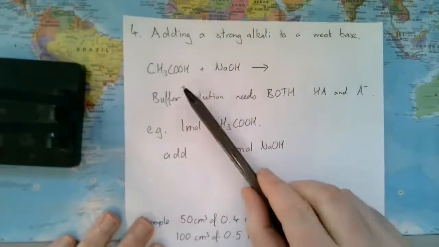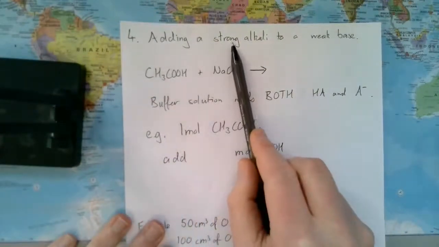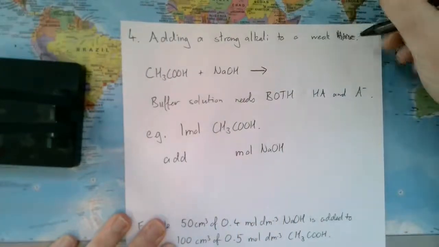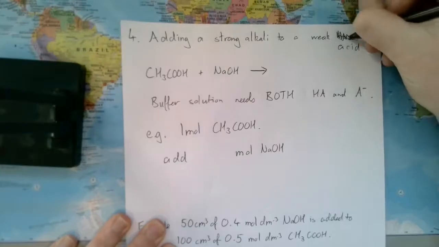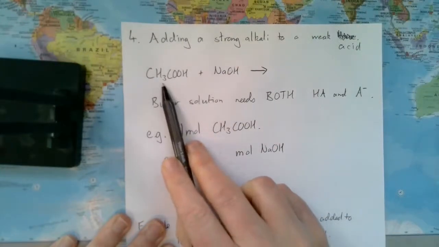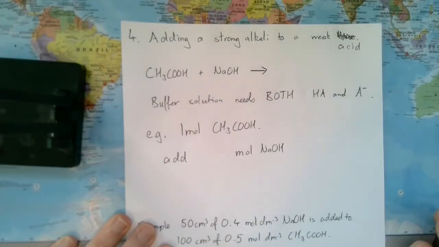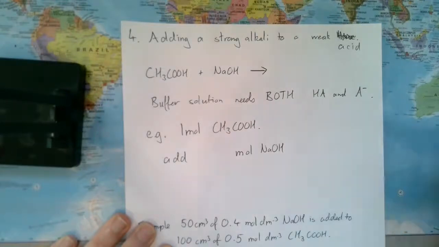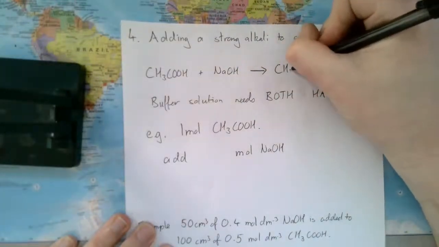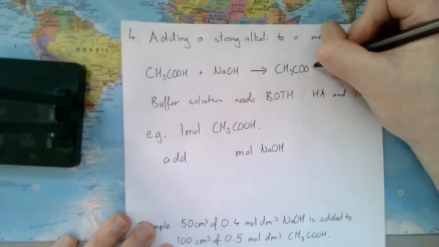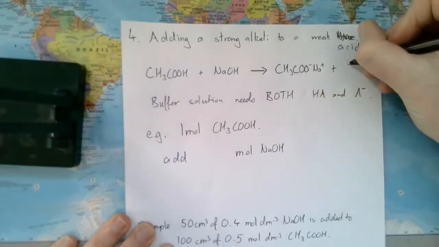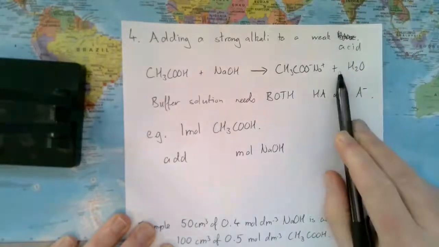There's a second way of doing this, and this is where you add a strong alkali to a weak acid. So here's my example, ethanoic acid, and we're going to add some sodium hydroxide to it. If you want to pause and see if you can complete the equation, that would be great. So hopefully what you realised is that you'll get a neutralisation reaction. We have sodium ethanoate, and we also get water.